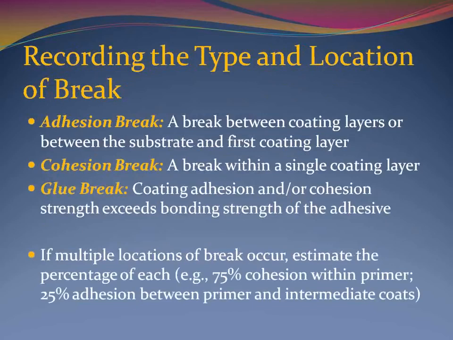In addition to recording the pressure, the type and location of break should be described. An adhesive or adhesion break is defined as a break between coating layers or between the substrate and first coating layer. A cohesive or cohesion break is a break within a single coating layer, and a glue break is used to describe an occurrence where the coating adhesion or cohesion strength exceeds the bonding strength of the adhesive used. If multiple locations of break occur, estimate the percentage of each.